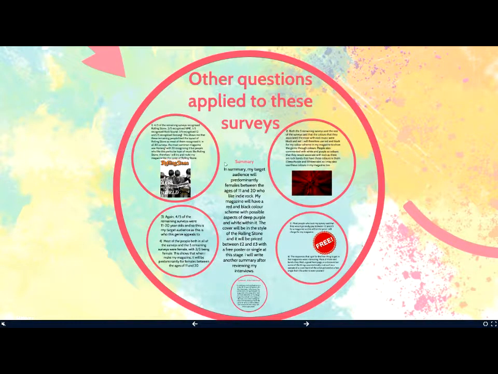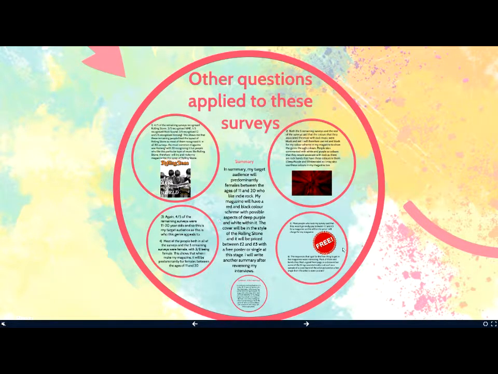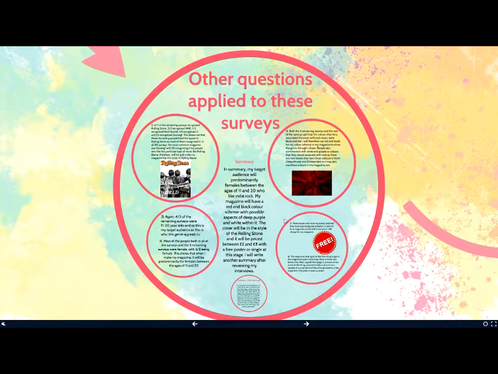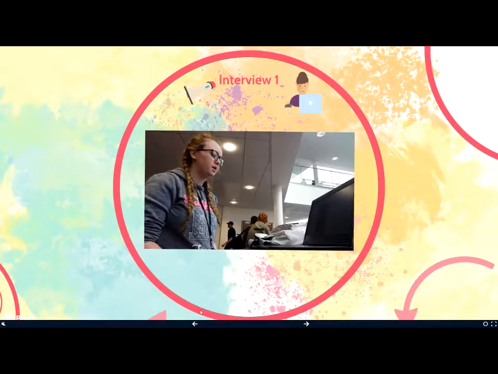In summary, you can see my target audience will predominantly be females between the ages of 11 and 20 who like independent rock music. My magazine will have a red and black colour scheme with possible aspects of deep purple and white within it. The cover will be in the style of the Rolling Stone, and it will be priced between £2 and £3 with a free poster or single at this stage. After the interviews, I'll write another summary, which I have in the other circle.